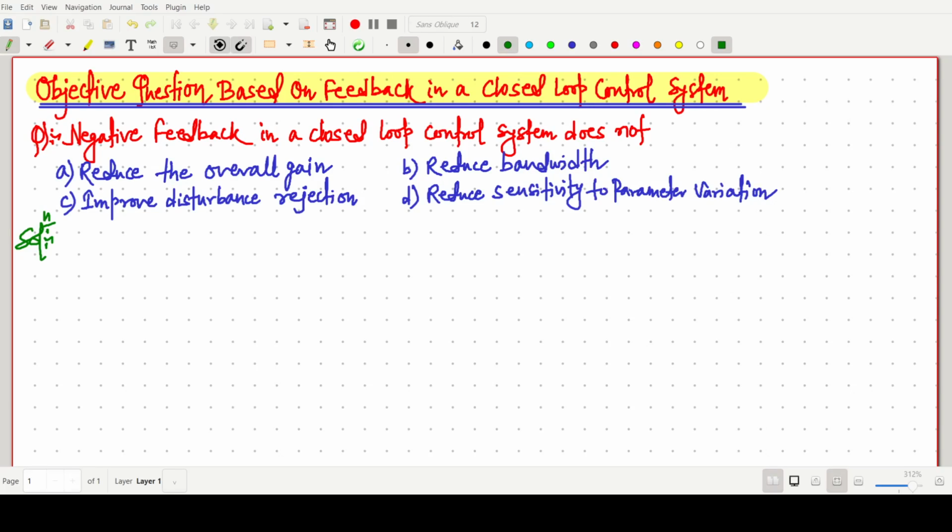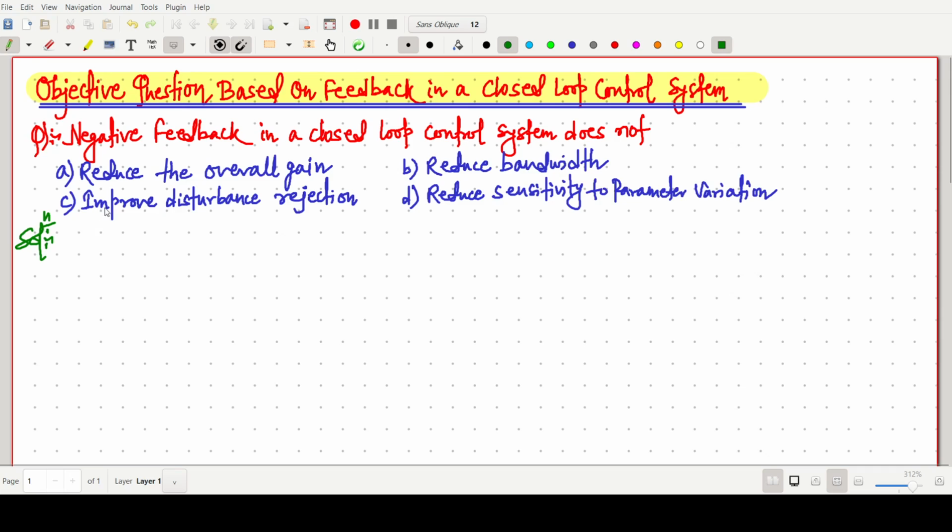Welcome everyone. In this video lecture, we will solve a very simple question which is based on the feedback concept. The question is: negative feedback in a closed loop control system does not, option A, reduce the overall gain; option B, reduce bandwidth; option C, improve disturbance rejection; option D, reduce sensitivity to parameter variation. So this one is negative feedback.